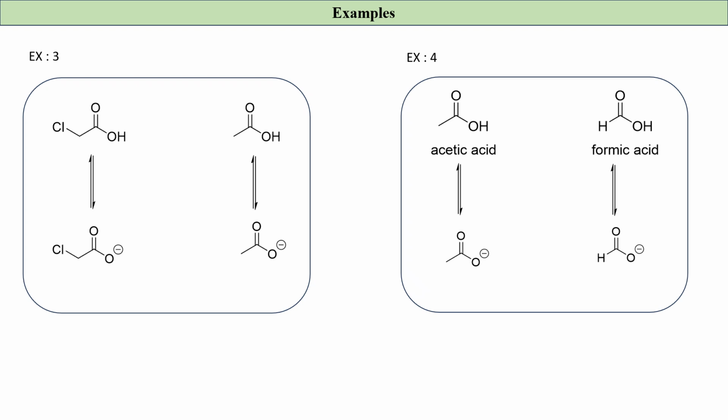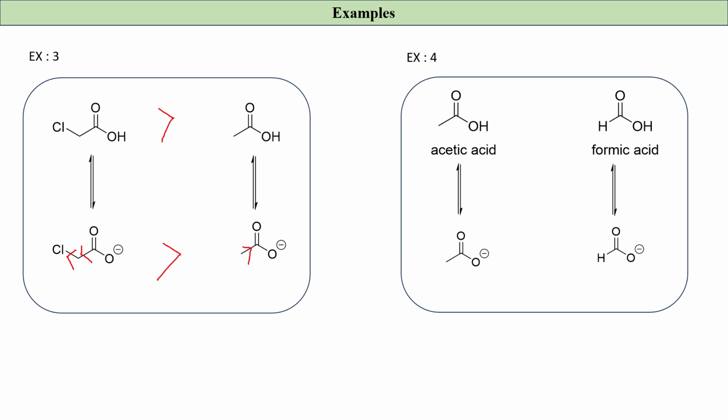Now you can see here chlorine is present, and this chlorine is an electron withdrawing group. That means it is pulling electrons towards itself. As a result, the negative charge on oxygen is reducing, but here CH3 is present, which is a donating group. Since it is a donating group, the negative charge on oxygen is increasing. It is very unstable. Since this conjugate base is stable, this will be more acidic.